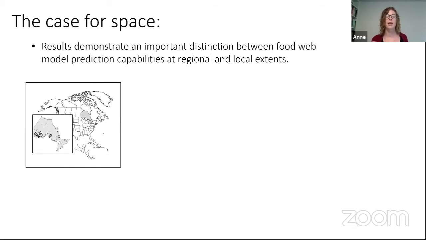So from my first chapter, I showed that the results demonstrate an important distinction between food web model prediction capabilities at regional and local extents. And so I was using trait-based predictors, which have been shown for the broader, more regional food webs to be really good predictors of whether or not two species are going to interact. But when you actually look at the local level and these individual lakes, you don't see that it works as well. And I think we need to start thinking about all of the things that are going on within these local levels and how different things might be more important at those levels.